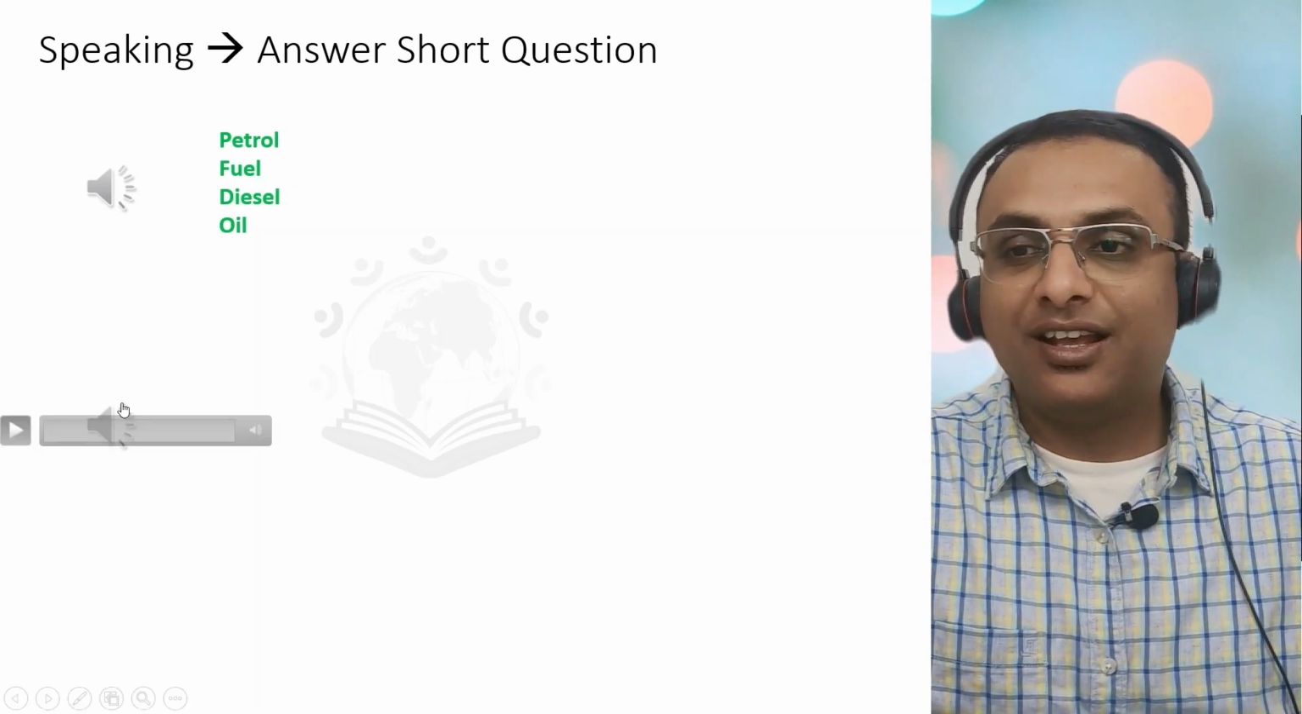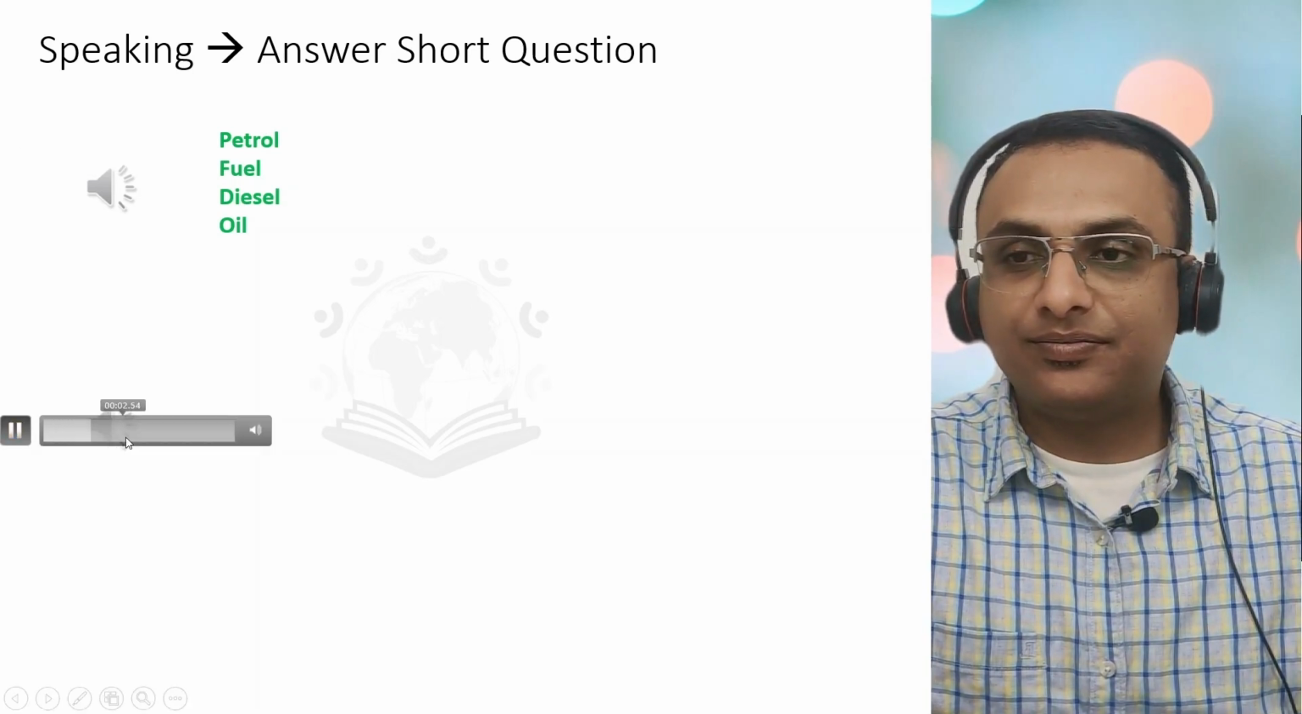Next question. Which one of these are venomous creatures? A dog, a mice, or a cobra?